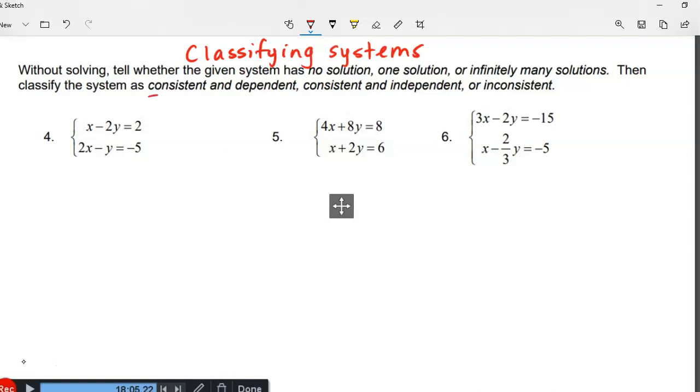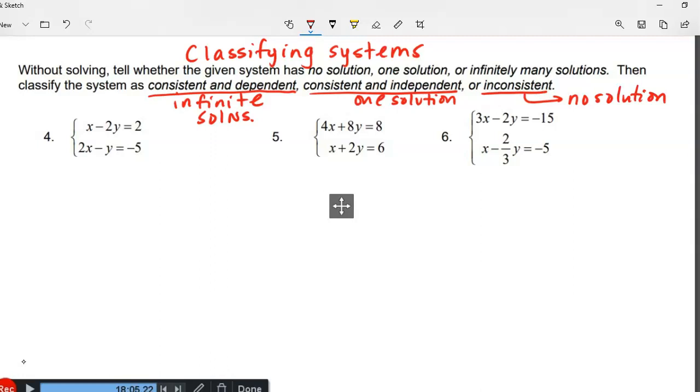So let's talk about this one right here. When you're consistent and dependent, that means you have a solution. When you say it's dependent, it has infinite. So let's write them right below their classification. So this one has infinite solutions. I'm abbreviating. All right, if I'm consistent and independent, that means I have only one solution. And if I'm inconsistent, that means I have no solution. So again, keep that stuff straight, and I did emphasize that in class.